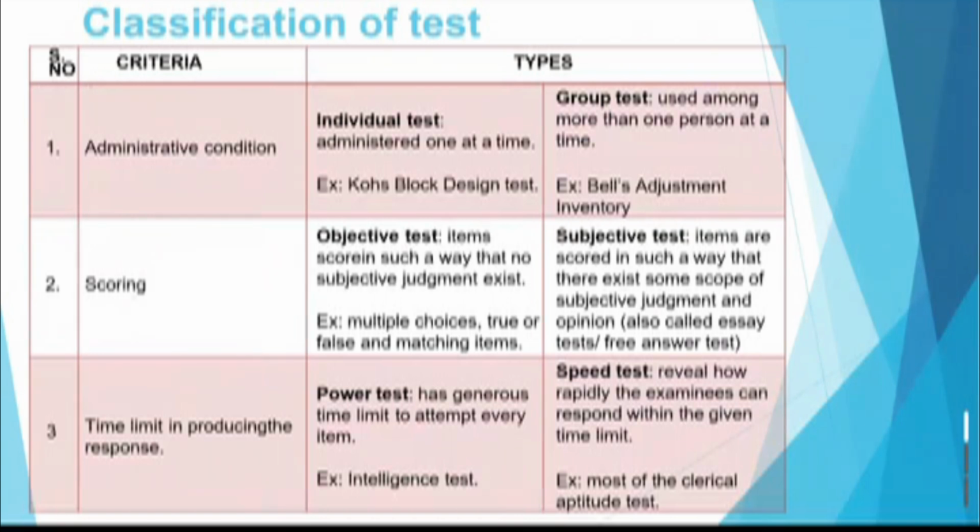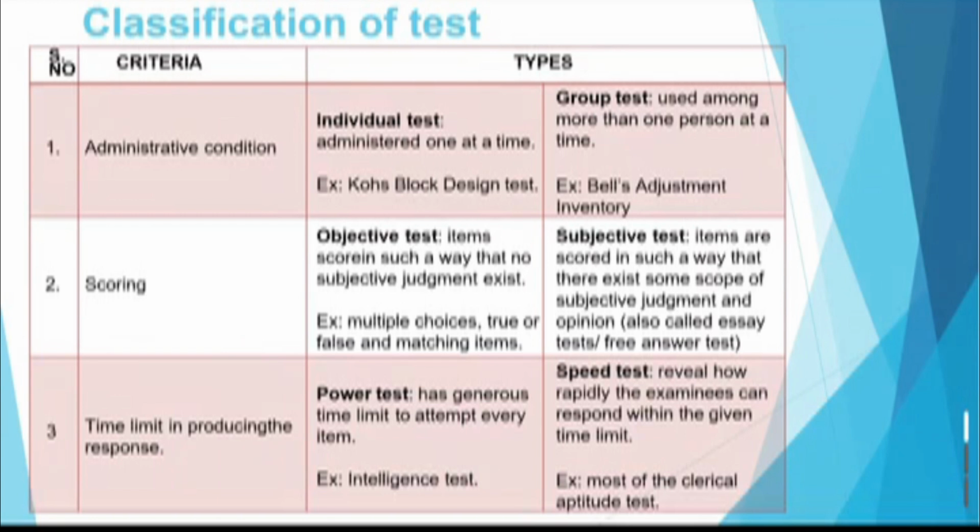The examples given in the text are multiple choice, true or false, matching items, all these things. These are objective tests. And then there are subjective tests, where based on the creative pattern, based on the expressing ability of the person, the particular individual will be assessed. That is a subjective test. These are the two types of tests pertaining to scoring patterns.